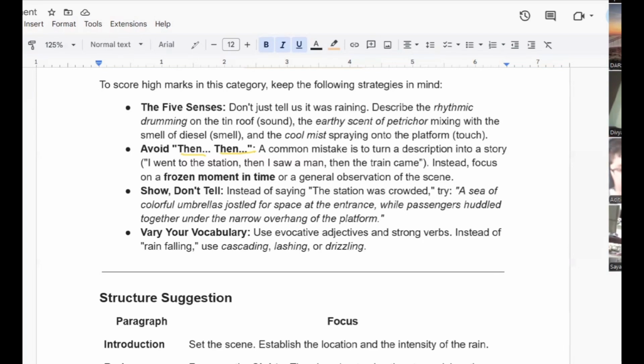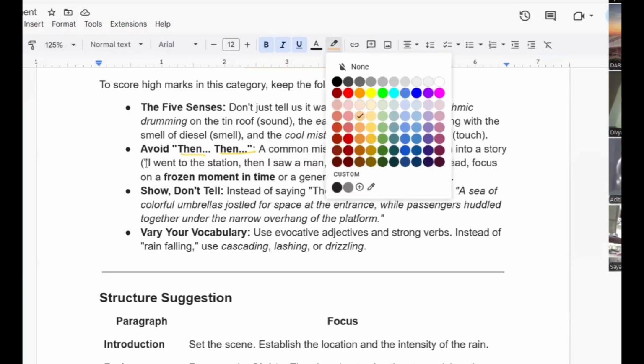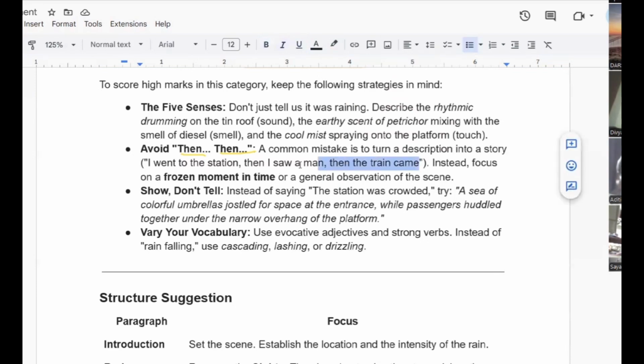Don't tell the story. Got it? Don't tell what happened next. Try to explain what is there in that particular setting, in that particular moment, in that particular picture. So try to avoid turning a description into a story. I went to the station, then I saw a man, then the train came, then rain started. No, I'm talking about this particular line. This is a very, very common mistake when I give this topic of rain and railway station. This is the very, very common line and phrase that we generally see. I went to the station, then I saw a man, then the train came, and then suddenly rain started.